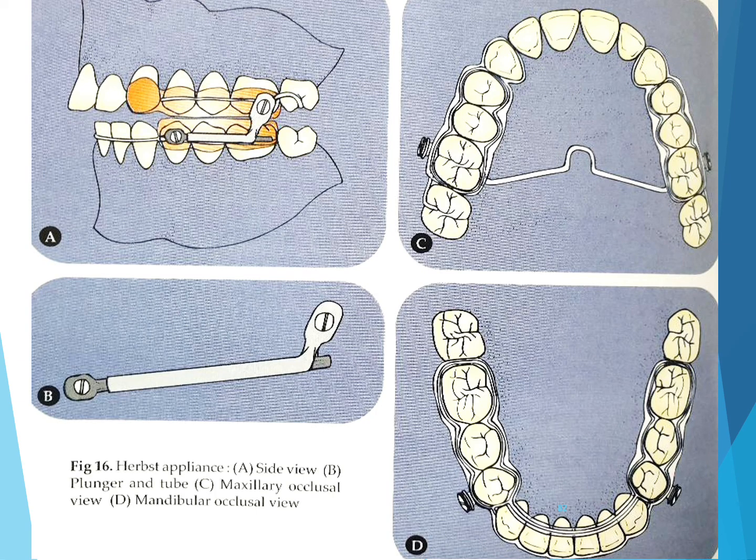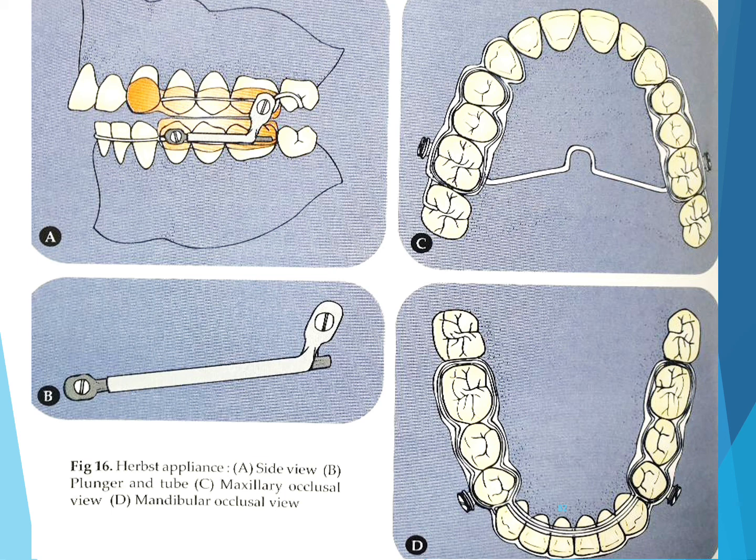This photo, which is labeled A, B, C, and D, shows the Herbst appliance in different views. Picture A shows the side view of the Herbst appliance. We can see that there is a plunger, which is in the dark grey color, and the tube in the light grey color. The plunger, which looks like a rod, will slide in and out of the tube. Picture B shows more detail about the plunger and the tube. The tube is in the light grey and the plunger in the dark grey.